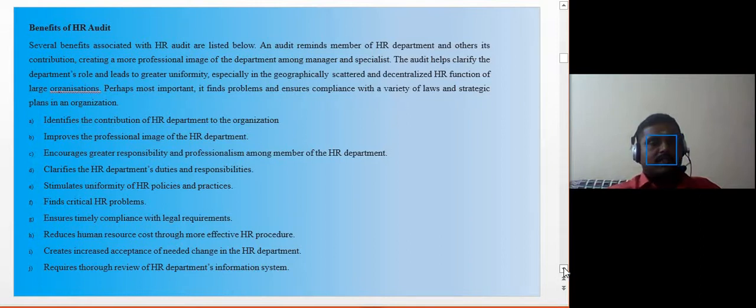So, it identifies the contributions of the HR department to the organization, improves the professional image of the HR department, encourages greater responsibility and professionalism among members of the HR department, clarifies the HR department's duties and responsibilities, stimulates uniformity of HR policies and practices, finds critical HR problems, ensures timely compliance with legal requirements, reduces human resource costs through more effective HR procedures, creates increased acceptance of needed change in the HR department, and requires thorough review of the HR department's information system. So these are the benefits of HR audit.